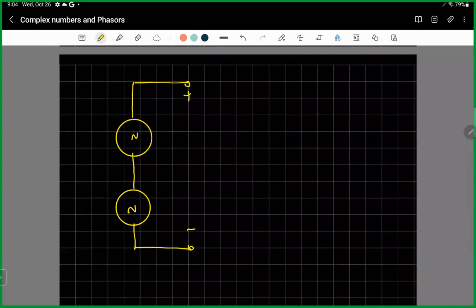Instead of writing E1 phasor, E2 phasor, and the voltage V, not of time, of course. Now we are not in time, we are going in frequency. So the phasor of the voltage is equal to the sum of the phasor E1 plus E2. So that's the way we're going to do it.